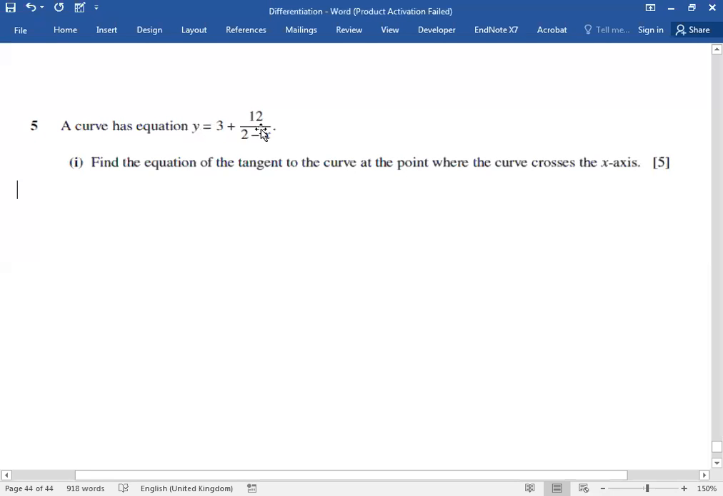Okay, so a curve has equation y equals 3 plus 12 upon 2 minus x. Find the equation of the tangent to the curve at the point where the curve crosses the x-axis.